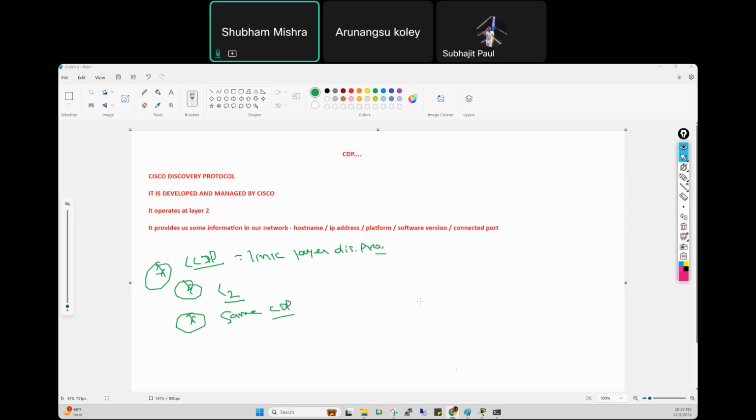Now, what are the commands for LLDP? कोई बताएगा मुझे LLDP के लिए क्या क्या कमांड होती है? सेम ही कमांड होती है. मैं पैकेट से पूरा नहीं दिखा सकता, बट LLDP के लिए भी सेम ही कमांड होती है. If you want to enable the LLDP globally, what is the command?